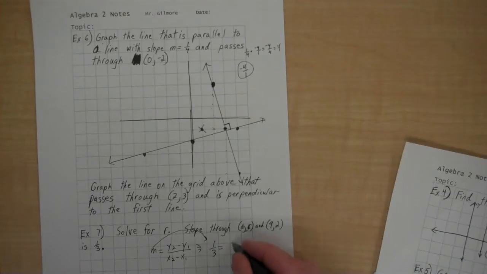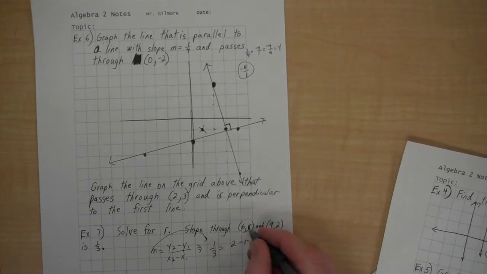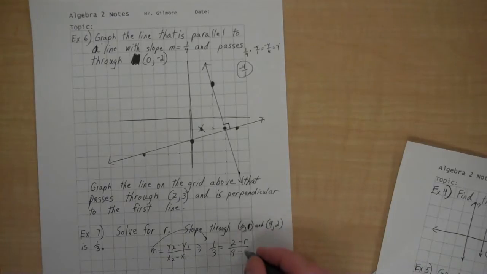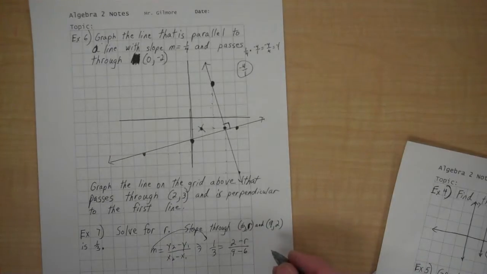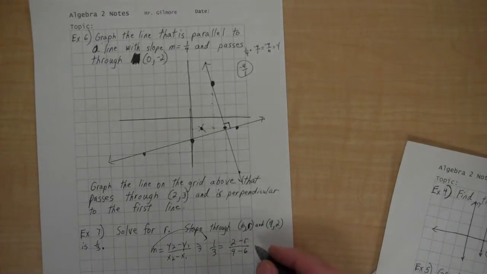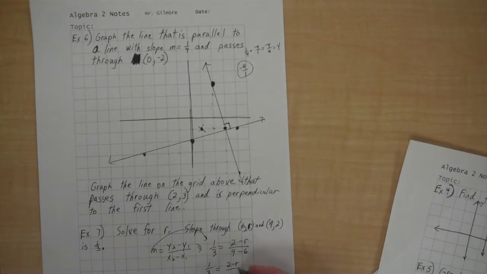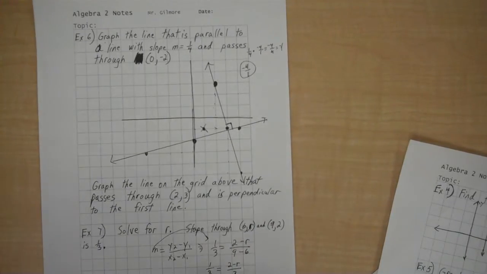y2, I'm going to use 2. y1, I'm going to use r. That's an r. x2, 9. And 6. So, let's simplify what I can. 1 over 3 equals 2 minus r over 3. Ooh, nice. I've got 3's on the bottom.